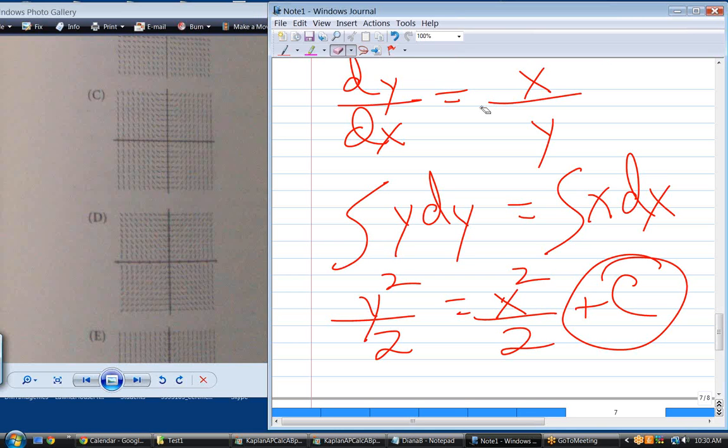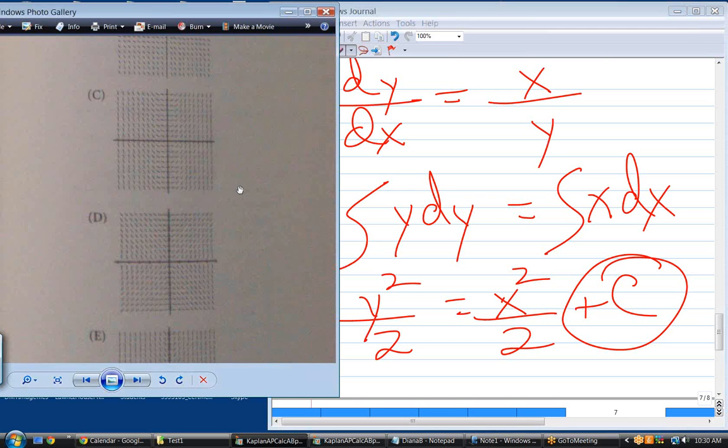And so you don't always need to be able to solve them. Sometimes you can take the differential equation and figure out what the slope field is because this is telling it to you. I can tell that whenever x is the same as y, my slope's got to be 1. When x is 2 and y is 4, my slope better be 1/2 on my slope field.